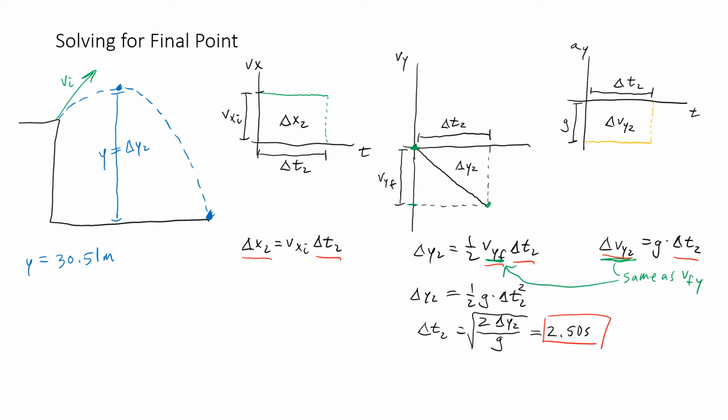With delta T2 now known, we can go back over here and solve for delta x2. Vxi and delta T2 are both known. If I plug in numbers for that, I get a distance of 15.0 meters.